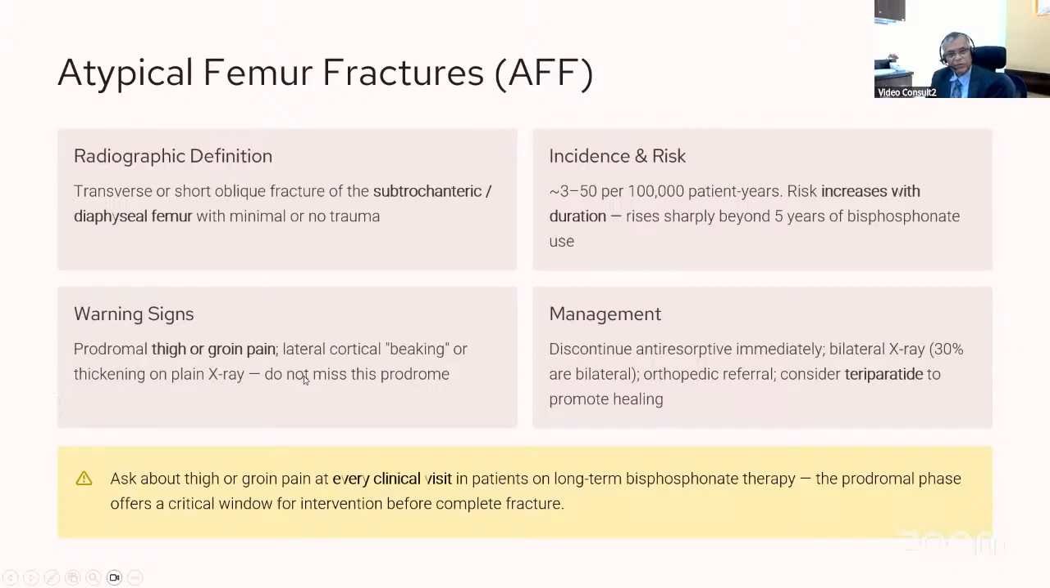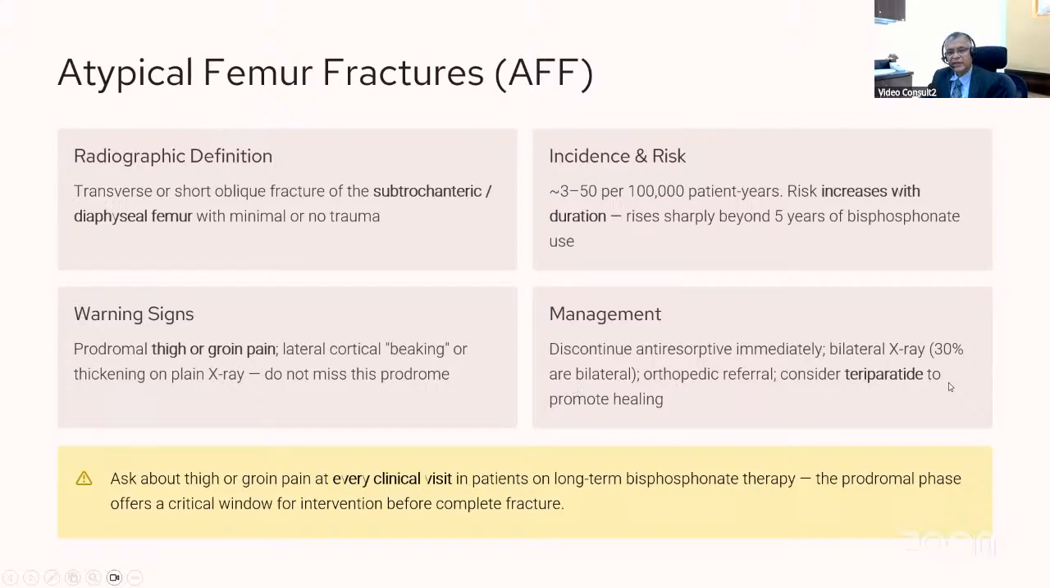So a person who is on antiresorptives, especially the bisphosphonates, complains of thigh or groin pain, take an X-ray, you will find lateral beaking or thinning on a plain X-ray. Do not miss. This is the earliest sign. Discontinue the antiresorptive immediately. Bilateral X-ray, 30% are bilateral.